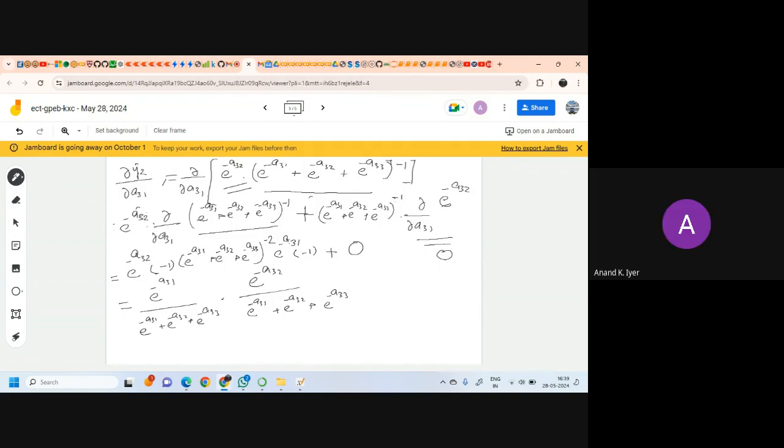This is a to power. This is minus 2. So you are splitting it. Got it. Now, see, this part is nothing but y1 hat. This is nothing but y2 hat. So this will become y1 hat into y2 hat.